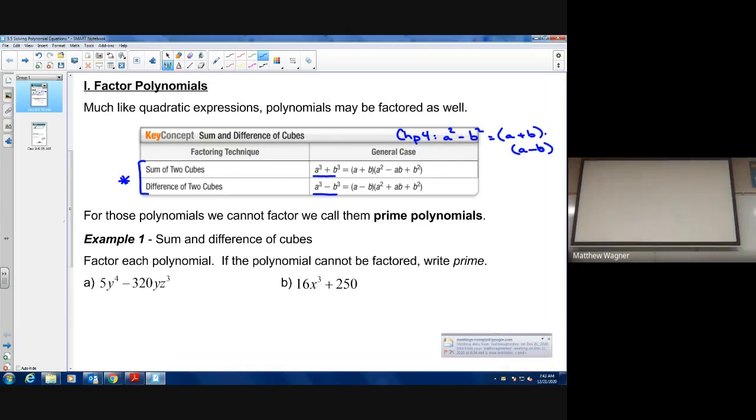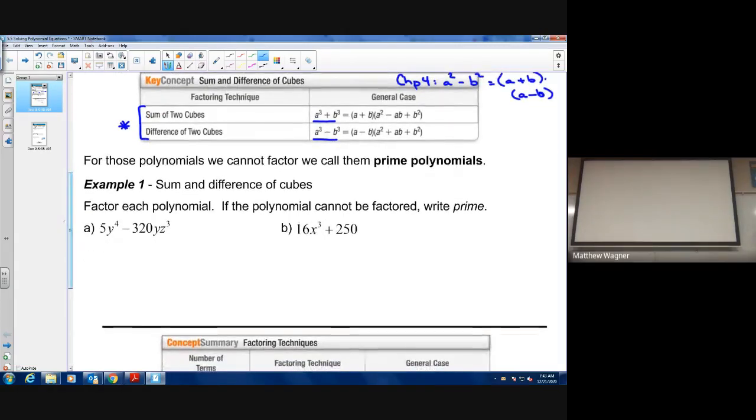And then we have these two new ones, which are sum of cubes and difference of cubes. Again, these patterns, we need to know. I'm not going to give them to you on anything, okay? So let's just dive right into things. I'll try to leave those patterns up there so you can see.